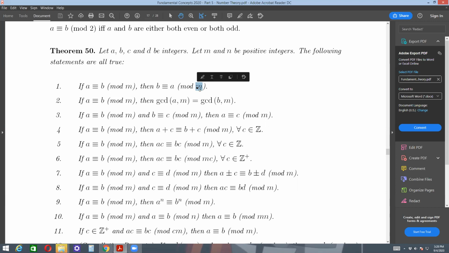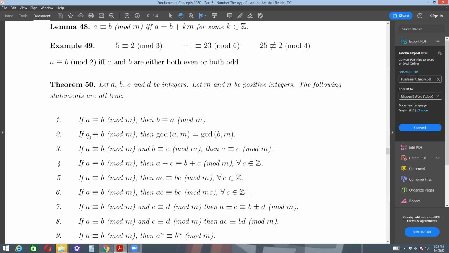All right, if A is congruent to B mod M, then the GCD of A and M is the same as the GCD of B and M. And how you would do this is use lemma 48 up here. So A is congruent to B mod M means that A is equal to B plus Km, right? So the GCD of A and M is the same as the GCD of B plus Km and M. And then you can subtract the Km and you'll get the GCD of B and M. So using the divisibility or GCD properties from before, you could show this.